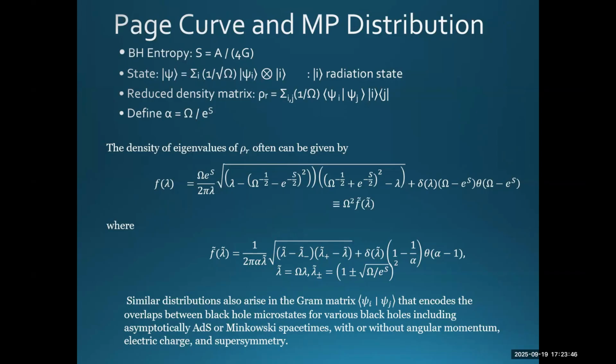Similar distribution also arises in the gram matrix, which is the overlap of two internal black hole states. In many asymptotic AdS settings, with or without angular momentum and supersymmetry, I don't know how they calculate this, but they argue that this kind of distribution is very universal in black hole physics. So in short, the density of eigenvalues of Hawking radiation can often be given by the NP distribution.